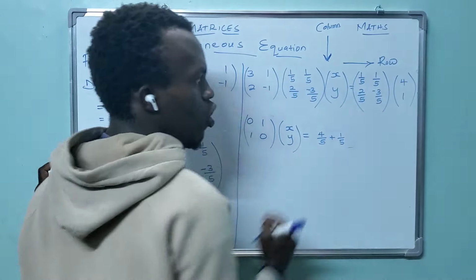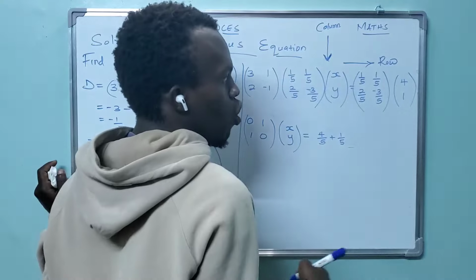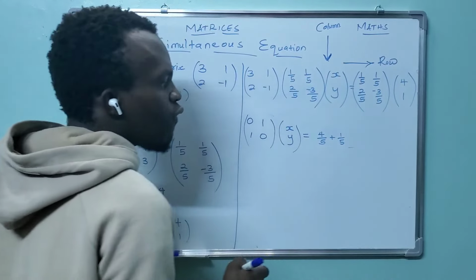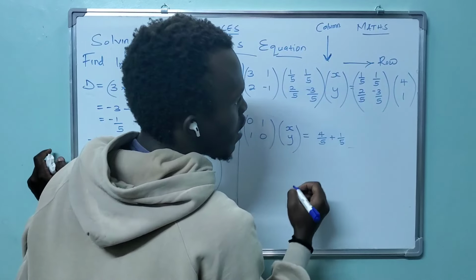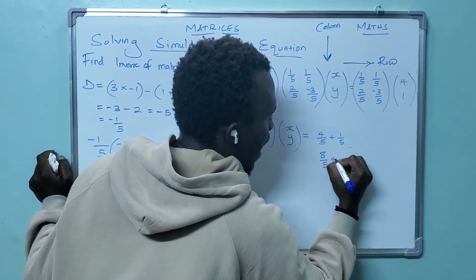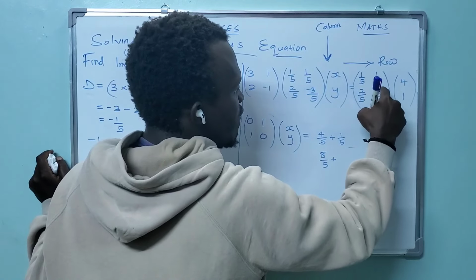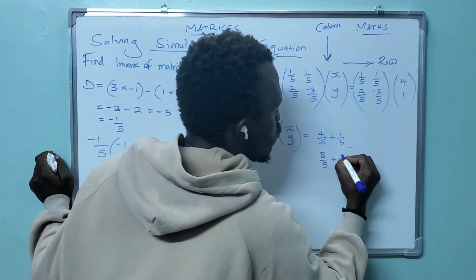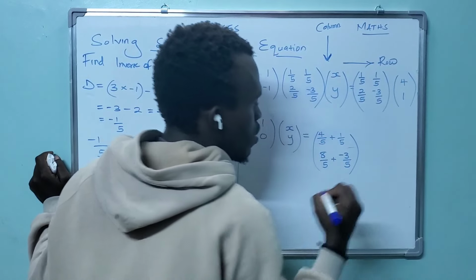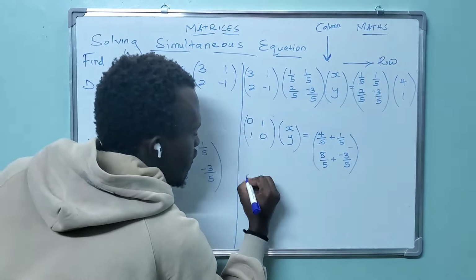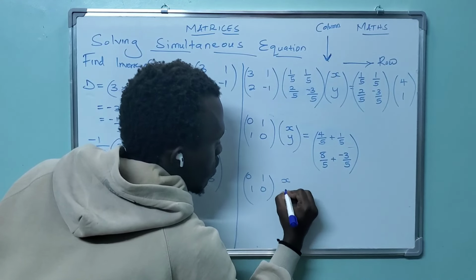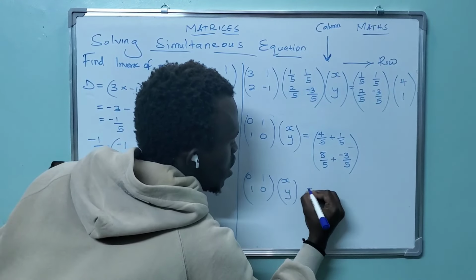Let me go to the lower row. I multiply with the whole of that column because it is only one column. 2 over 5 multiplied by 4, I'm going to have 8 over 5, plus negative 3 over 5 multiplied by 1, which is going to be negative 3 over 5. Which means what am I going to have? I'll have here 1, 0, 0, 1, x, y, being equals to what?